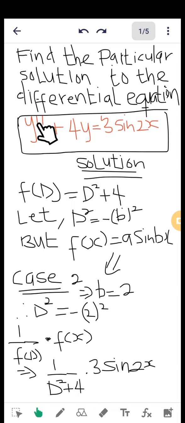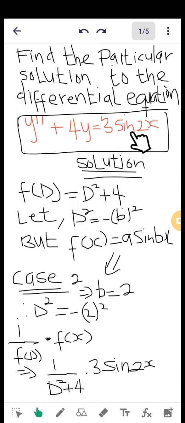You see, this is a second derivative, but we can also denote it as D squared. So we are getting D squared plus 4. So f of D will give us D squared plus 4. Then we make this substitution: we let D squared be equal to minus b squared.